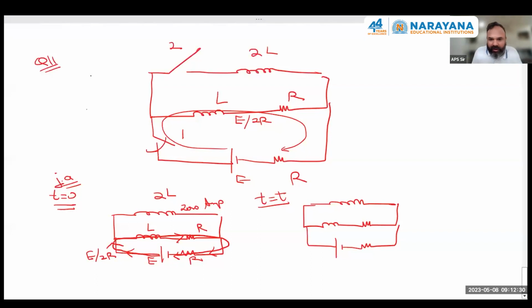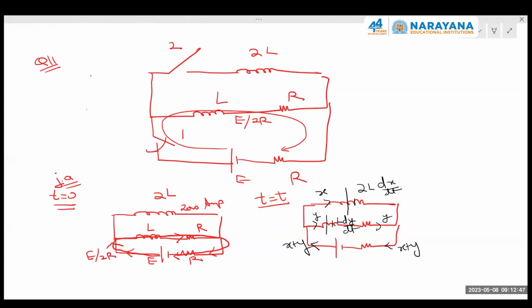What I'll do is, at this stage, if I assume the current in this branch to be X, there is an EMF which is 2L dx by dt. If I assume the current here to be Y, it is the EMF L dy by dt. Y is going like this. And the net current here is X plus Y. Net which is coming out is X plus Y.